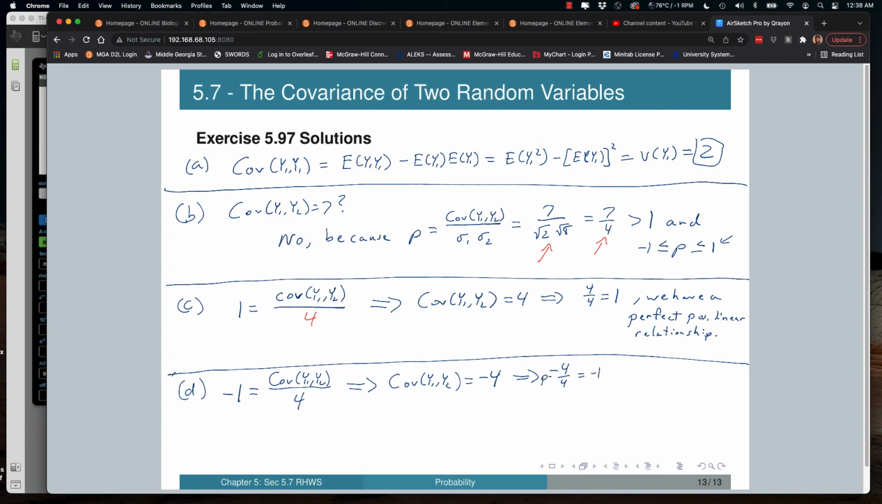So rho equals, I guess that's what I should put there, rho equals, now it looks like a p. I don't like the variable rho myself for this, but this just implies that we have a perfect negative linear relationship between y sub 1 and y sub 2. So definitely dependent in both of those scenarios.